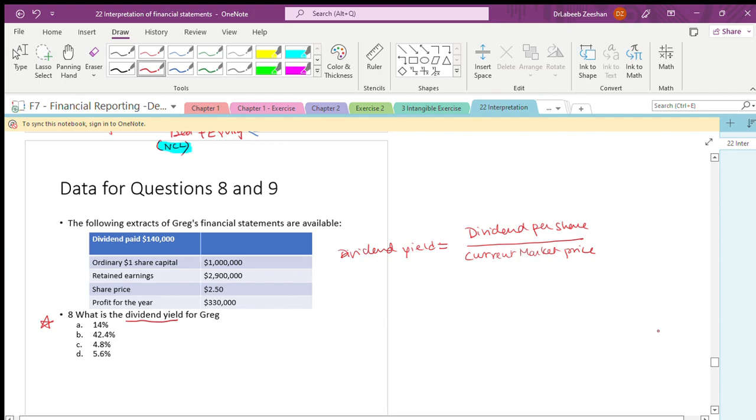Okay, current market price. We have dividends, dividend per share. They have profit for the year. They have share price. They have retained earnings. They have ordinary shares. Is it right?